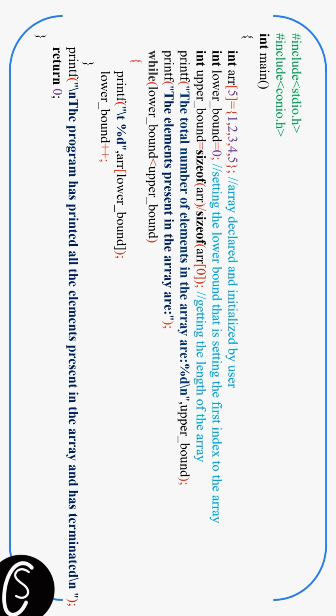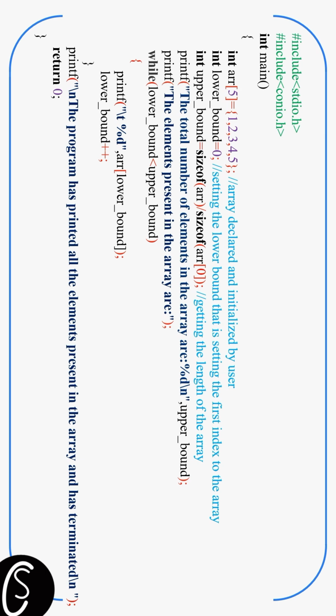To determine the upper bound, representing the total number of elements in the array, we divide the total memory occupied by the array by the memory occupied by each individual array element. A while loop is then employed to traverse through the individual elements. The loop continues until the lower bound is less than the upper bound.